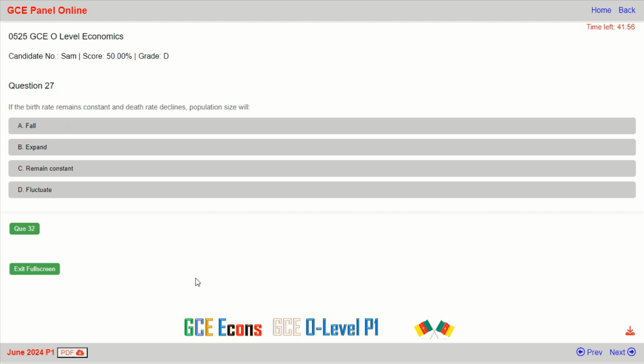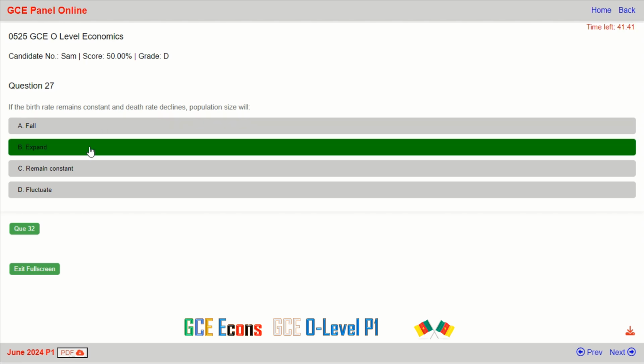If the birth rate remains constant and the death rate declines, population size will. So birth rate is remaining constant and death rate goes down. So population should go up because birth rate is constant, but people are no more dying, or there is a reduction in death rates. So the population will expand.